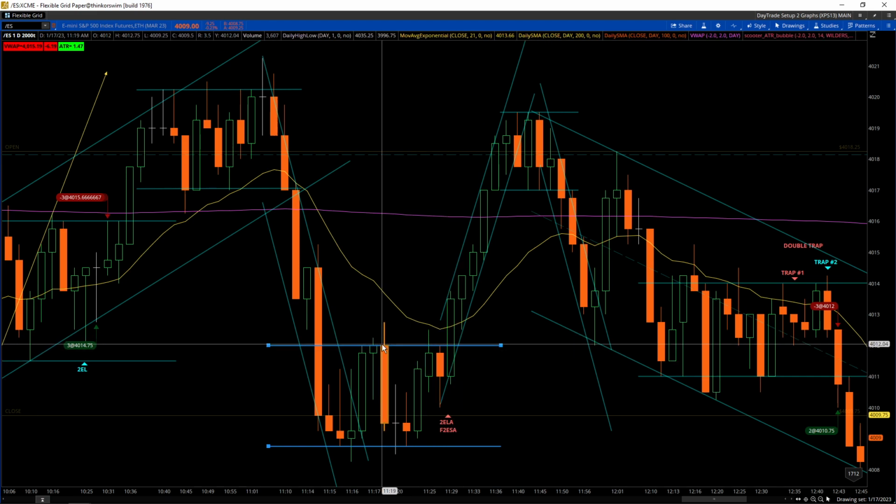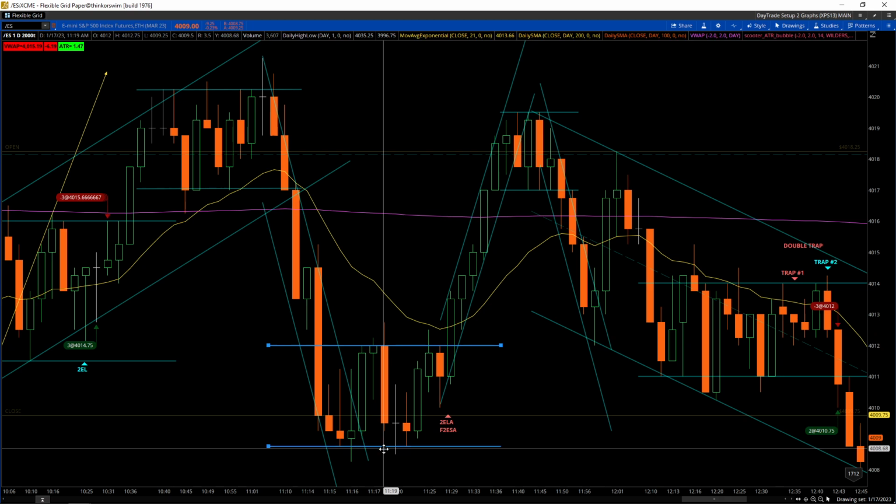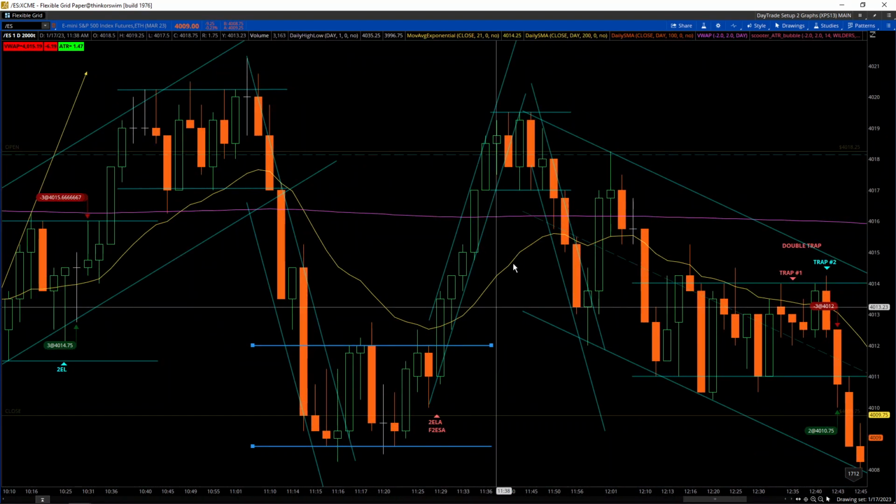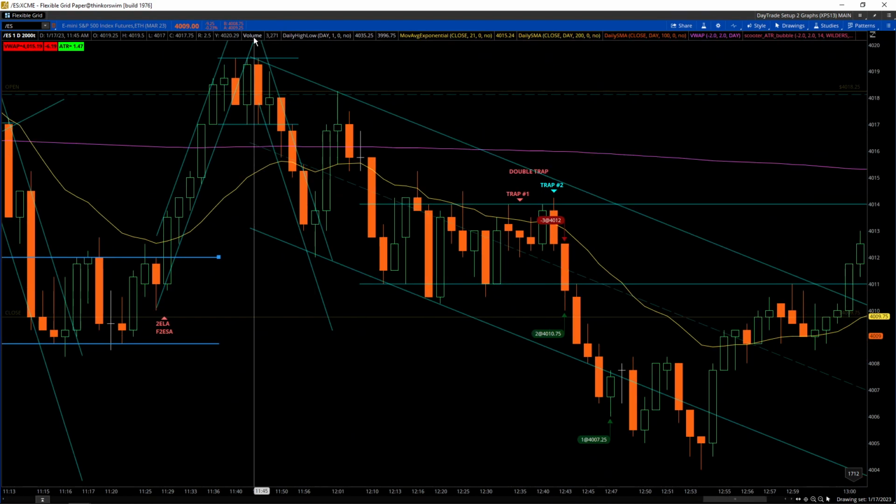But again, I don't know if this is going to dominate. Remember, this is a trading range day. It's not trending. And so I left it alone. It turned out it would have worked. And then it goes back down.